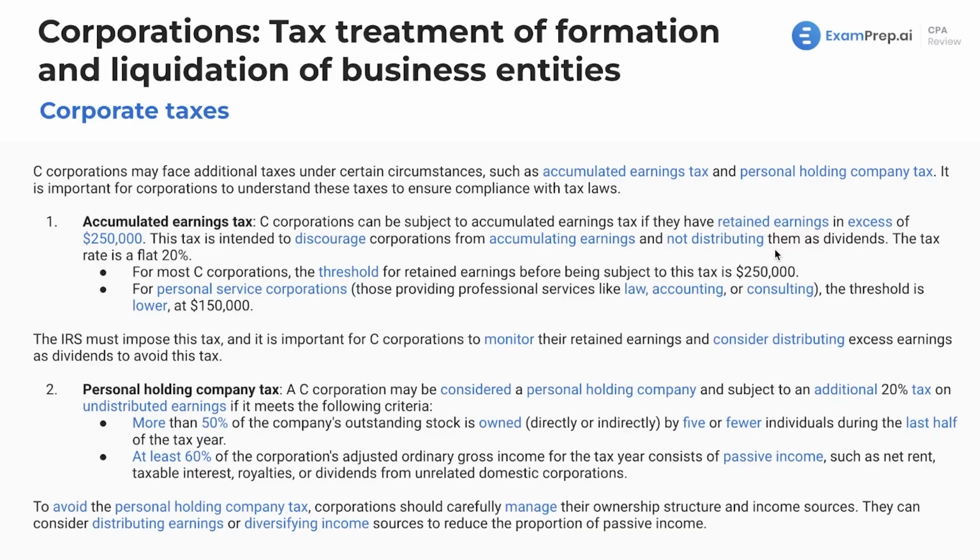We want, as the IRS, to facilitate business, and the more transactions that happen, the more that they can get taxed, and the more money the IRS gets. That's kind of their angle, if you could figure that. So the tax rate is going to be a flat 20%. So again, you want to distribute that money and pay tax on it as dividends.